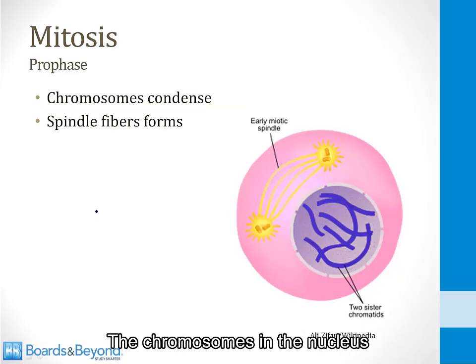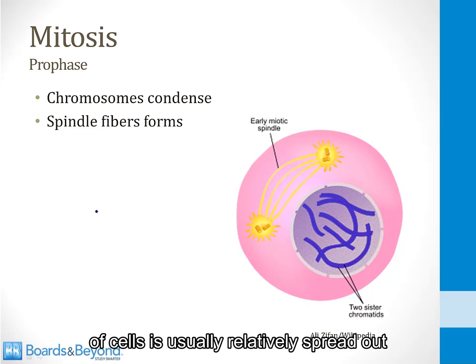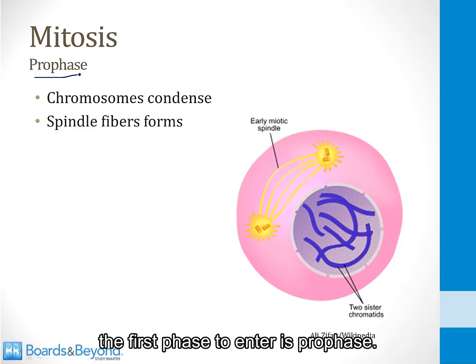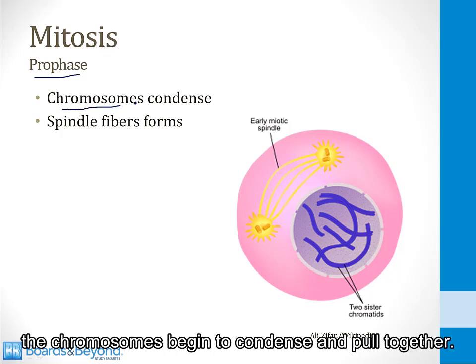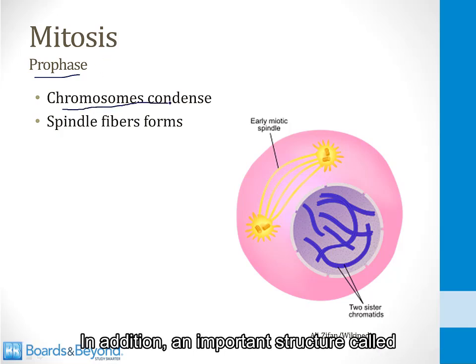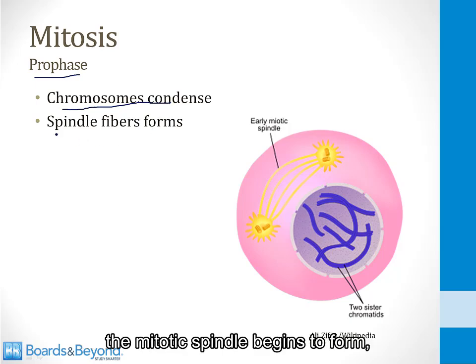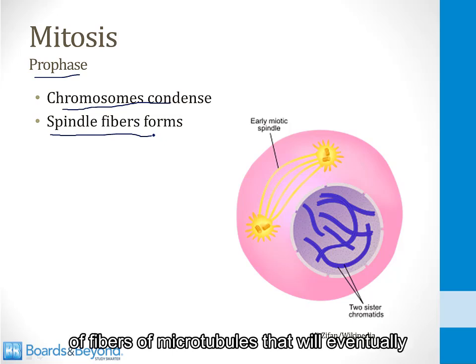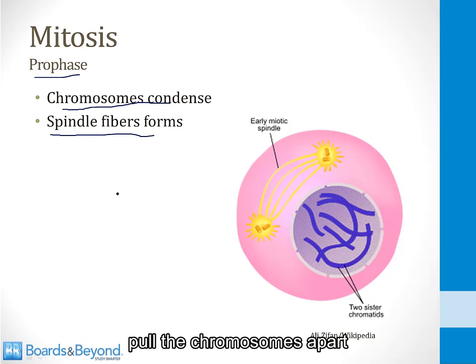The chromosomes in the nucleus of cells are usually relatively spread out, and this is helpful so that DNA can be transcribed. However, when cells enter mitosis, the first phase they enter is prophase, and in this phase the chromosomes begin to condense and pull together. In addition, an important structure called the mitotic spindle begins to form. This structure is made up of fibers of microtubules that will eventually pull the chromosomes apart into two daughter cells.